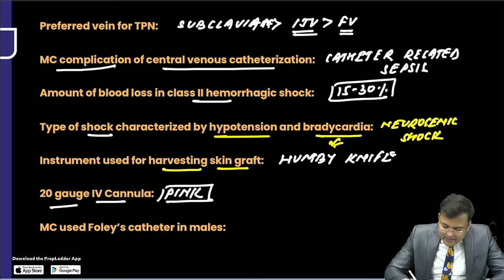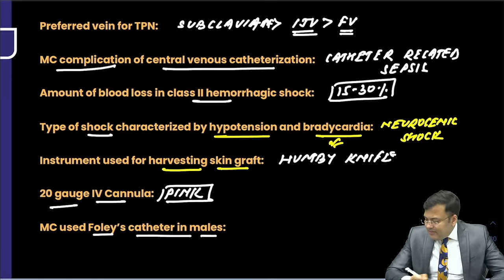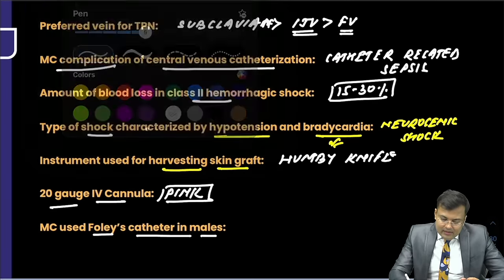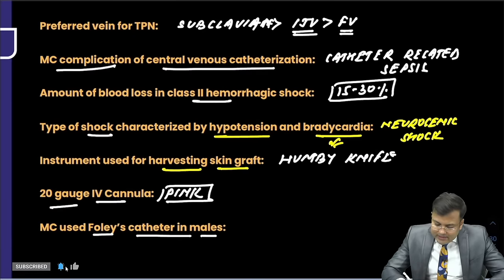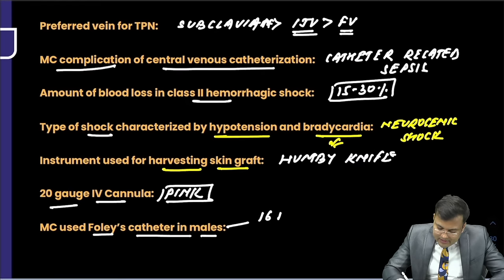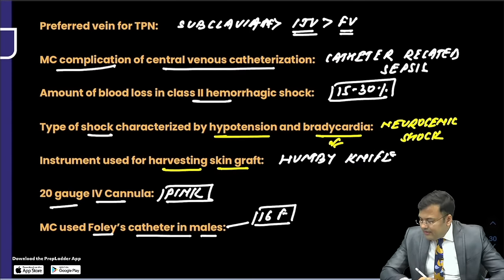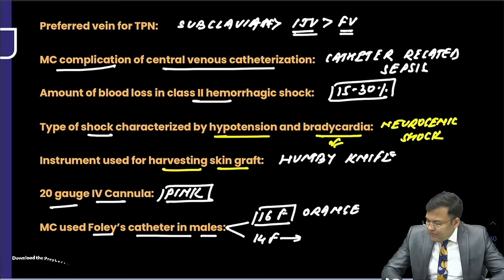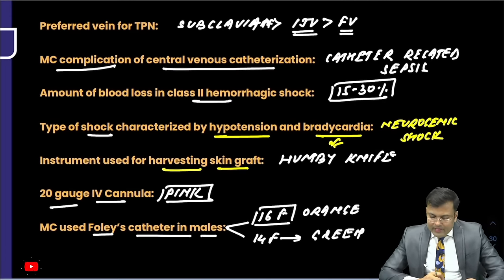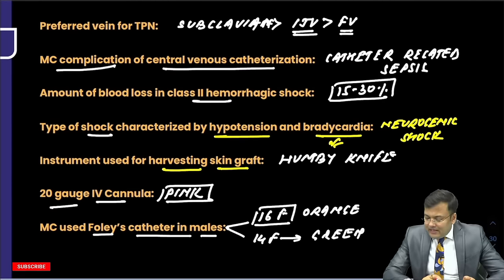And most commonly used Foley's catheter in males. You have used Foley's catheter in wards? Tell me, guys. 16 French. In males, it is 16 French. What is the color of 16 French? It is orange. And in females, 14 French. What is the color? This is green. So in males, 16 French, that is orange, and in females, 14 French, that is green.